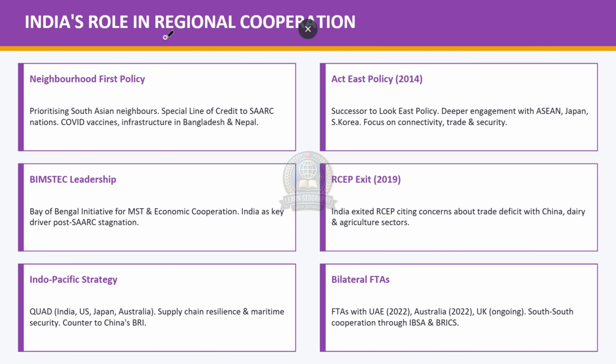Then India's role in regional cooperation. Neighborhood First Policy, prioritizing South Asian neighbors, special line of credit to SAARC nations, COVID vaccines, infrastructure in Bangladesh and Nepal. Act East Policy in 2014, successor to Look East Policy, deeper engagement with ASEAN, Japan, South Korea, focus on connectivity, trade and security. BIMSTEC leadership, Bay of Bengal Initiative for Multi-Sectoral Technical and Economic Cooperation. India as key driver post SAARC stagnation.